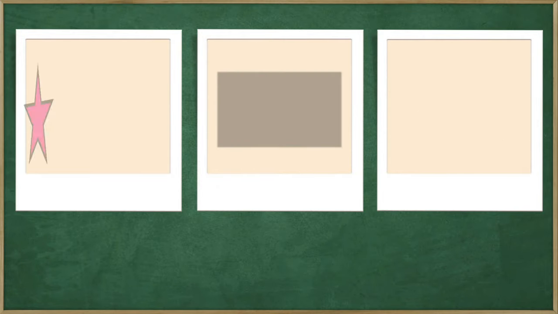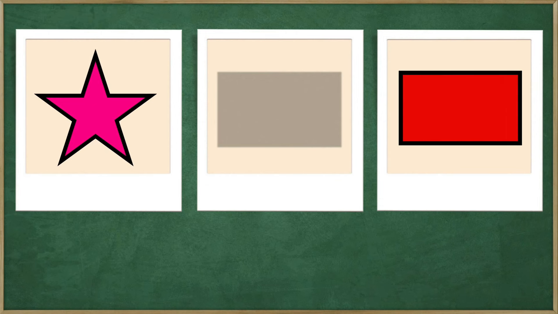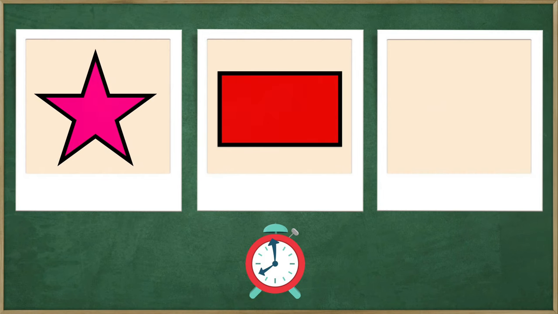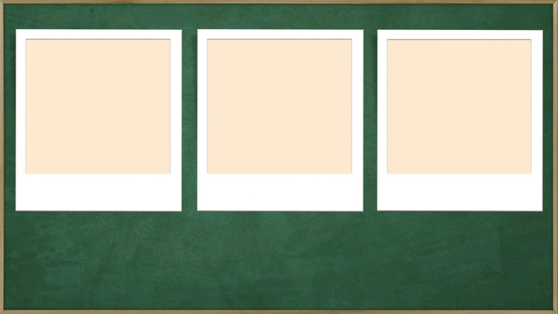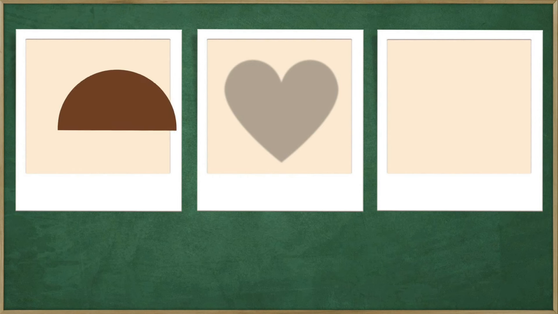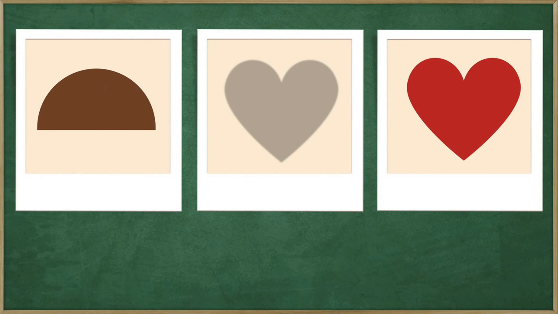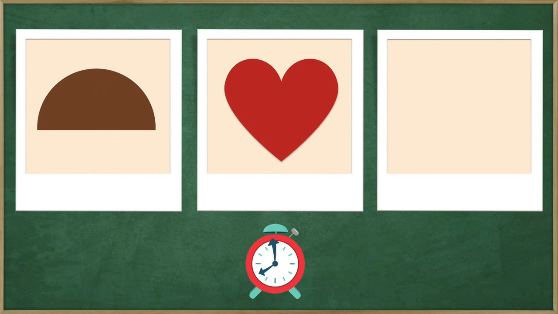What shape is this? Is it this one or this one? Go think. Time is up. The right answer is this one. And this is a rectangle. What shape is this? Is it this one or this one? Go think. Time is up. The right answer is this one. And what shape is this? This is a heart.